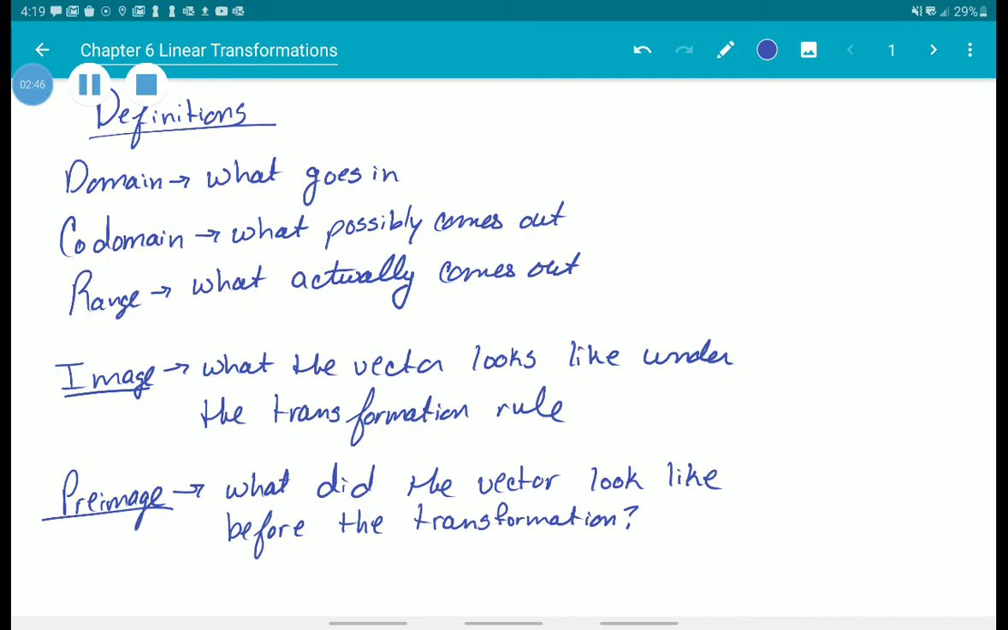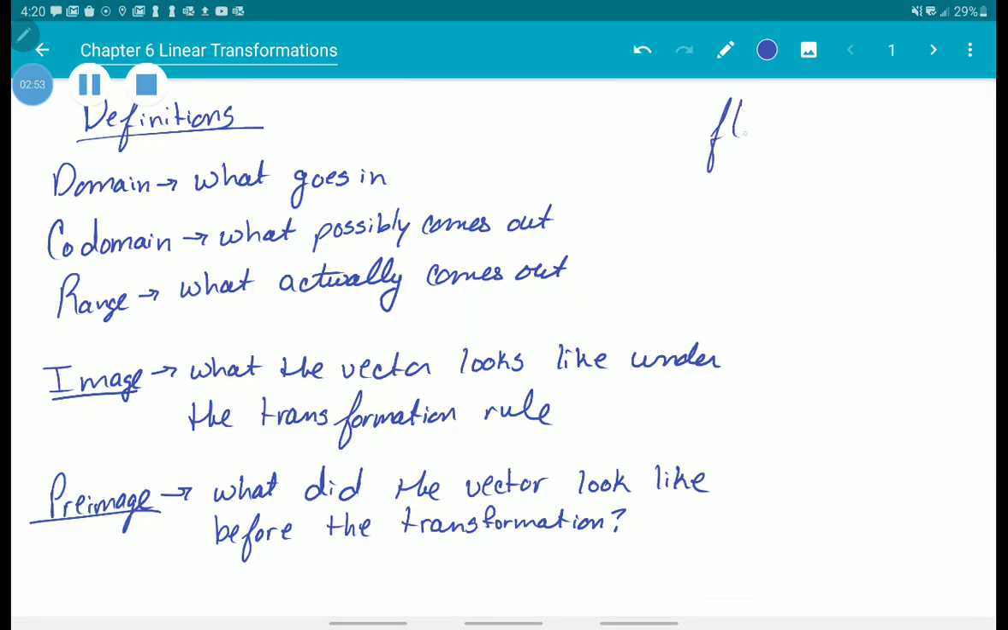So domain. The domain's always what goes in. Even when we talk about a regular function, what kind of things can I plug into a function? Let's say we have f of x is equal to x squared. Well, what can I plug in? Well, I can plug in all real numbers.